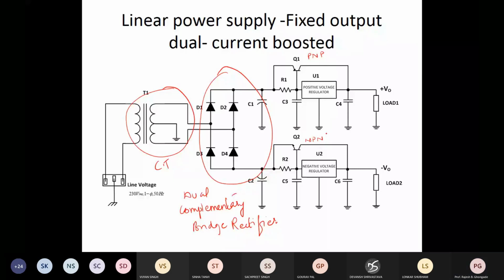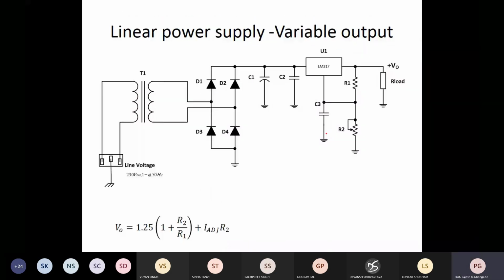All right. So this is the topology for a fixed output dual current boosted linear power supply. Again, this is a fixed output. So once you design the output voltage, it is not going to change. Then you have something called a linear power supply whose output is variable. There are some regulators which will let you change the output voltage. So this is called a variable output. And LM317 is a positive adjustable regulator, and LM337 is a negative adjustable regulator.